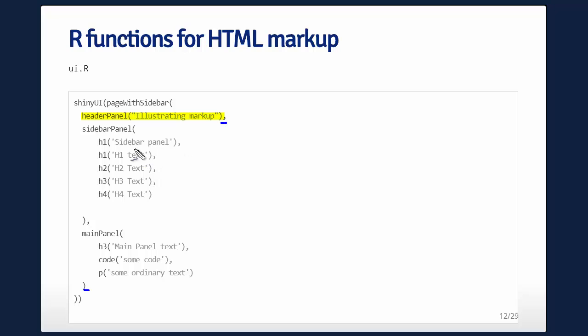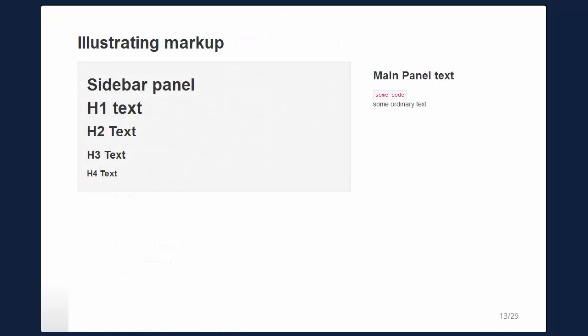So H1, I'm going to say H1 is the sidebar panel, and then there's got to be a comma there. H1 text, comma there, H2 text, comma there, H3 text, comma there, and so on. And so all of these things will render in the sidebar panel. In the main panel, I've got three things: some main panel text, some code formatted as code, and P, some ordinary text right there. Okay, so this is just a simple UI function that shows the rendering.